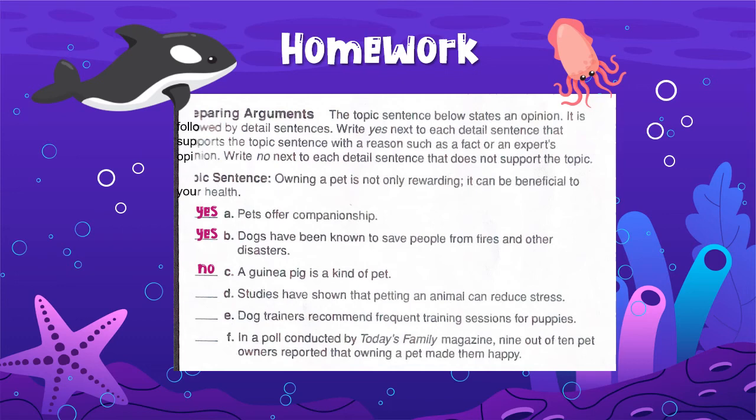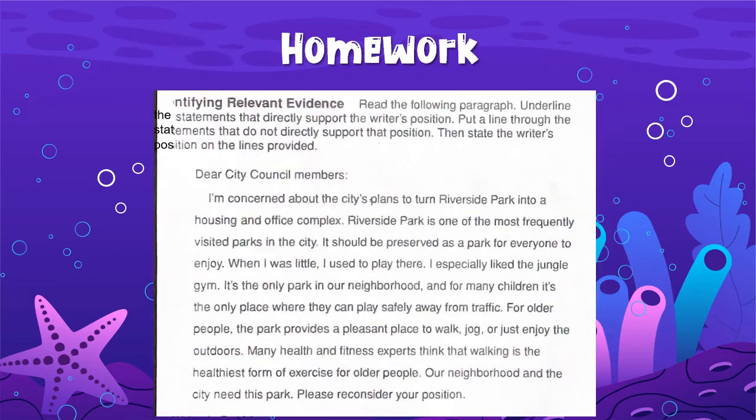So the rest of the sentences that you need to look at are: studies have shown that petting an animal can reduce stress. Dog trainers recommend frequent training sessions for puppies. And in a poll, that's like a survey, conducted by Today's Family magazine, 9 out of 10 pet owners reported that owning a pet made them happy. Okay, so do those 3 sentences on your own.